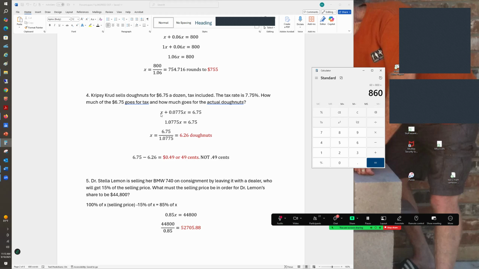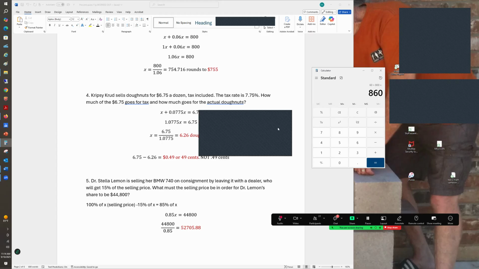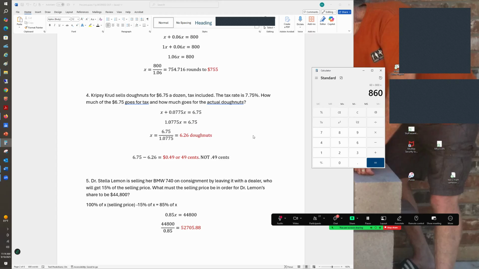So this is again 1X, and 1 plus 0.0775 is 1.0775X. You divide 6.75 by that, and you round it off properly to $6.26. Now it asks for how much is tax. 6.26 is the donuts, and it asks for that too.